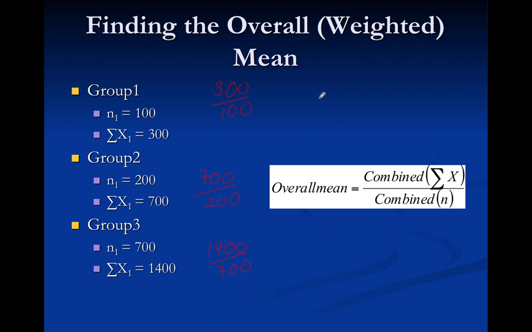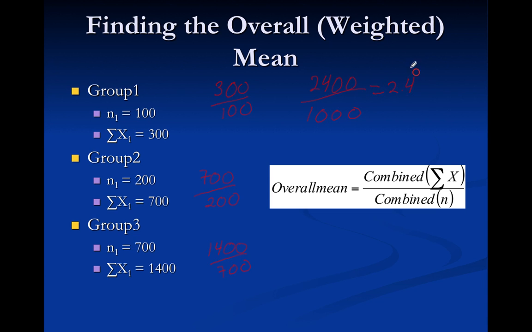So one of the things that we can do is the following. We can combine all our sum of x's, so combining 300, 700, and 1400, all 3 of them. In our particular case, it gives us 2400, and now we're going to divide by the total sample size. In other words, we're going to combine all 3 sample sizes, 100, 200, and 700. That should give me 1000. So now 2400 divided by 1000 should give me a value equal to 2.4.